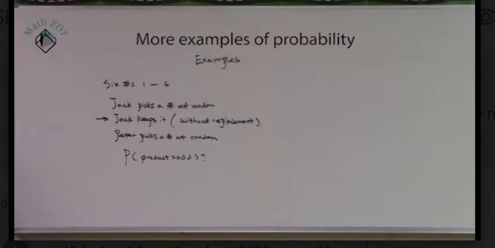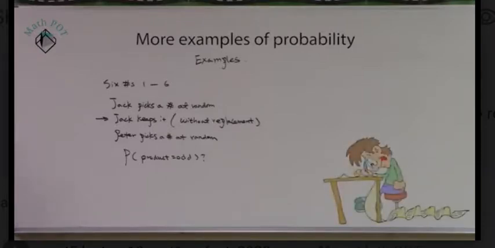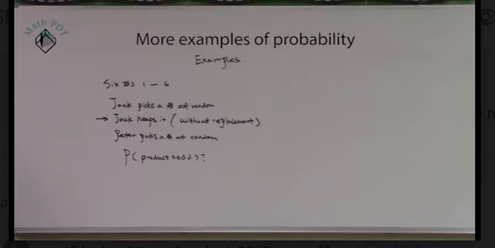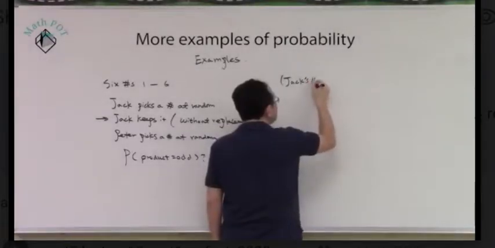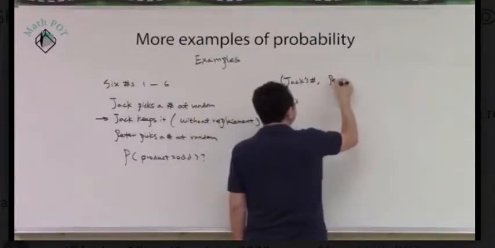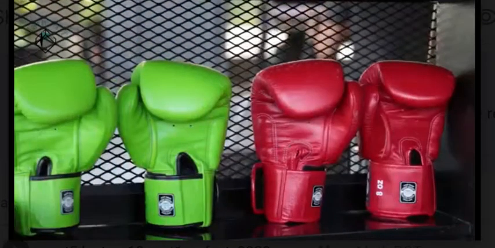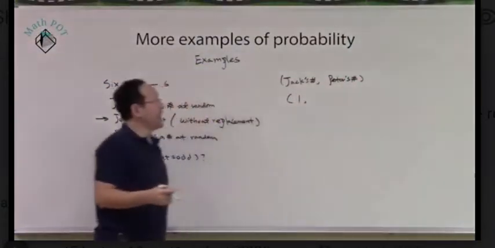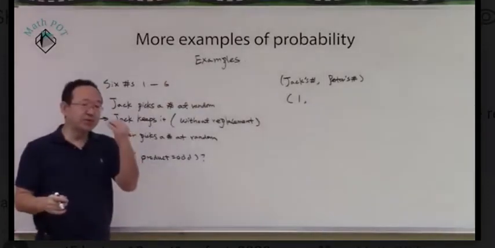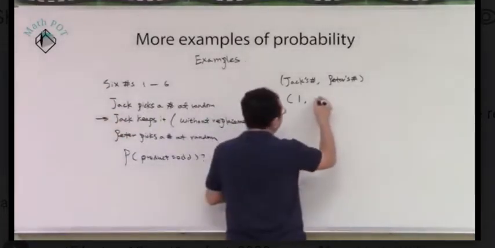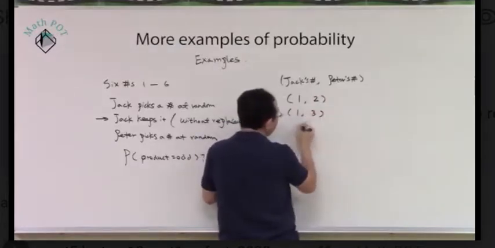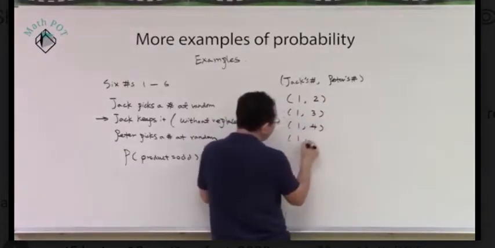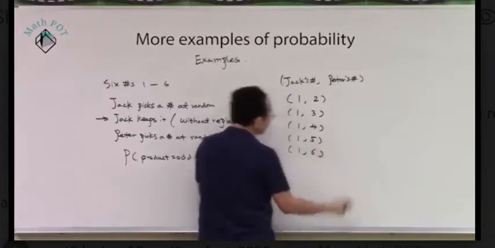Now let's try to solve this one. Let's try to list all the possible answers. After you solve this by listing all the possible answers, in the future we'll definitely understand much better, and we don't need to repeat this process anymore. Jack's number is the first one, and next is Peter's number. So let's try to pair up and list all the possible ones. Of course, Jack's number could be 1. If Jack's number is 1, Peter's number cannot equal 1 anymore. That means Peter's number could be 2, could be 3, could be 4, could be 5, could be 6.